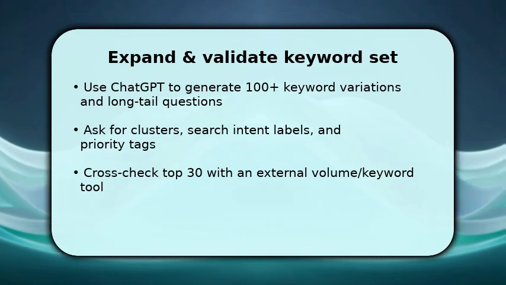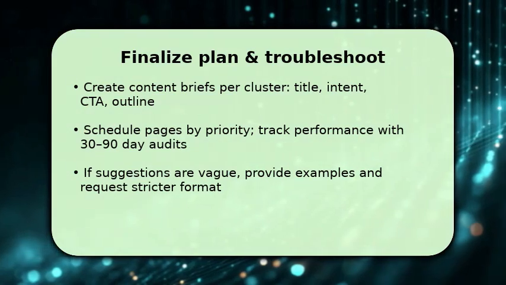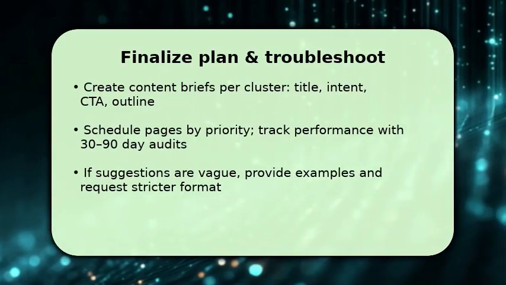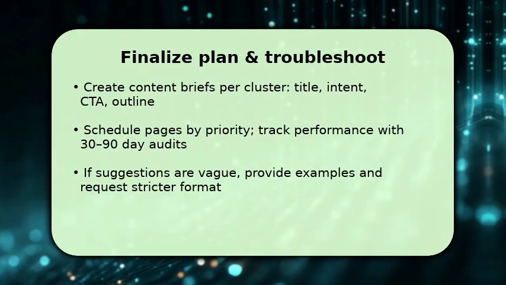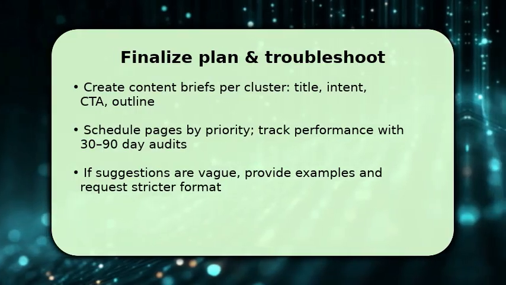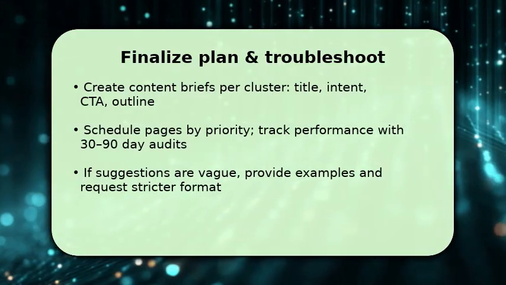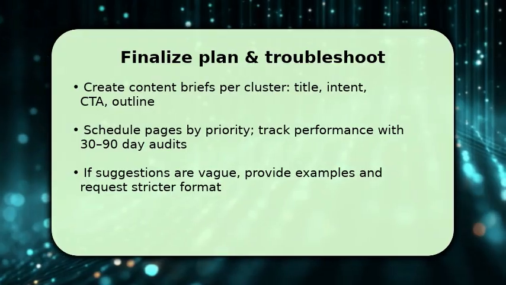Finish by converting keyword clusters into action. Make content briefs that include title, target keyword, intent, CTA, and a simple outline. This speeds writing and SEO. Then prioritize and schedule pages into your content calendar and set 30-90-day audits to measure rankings and clicks.